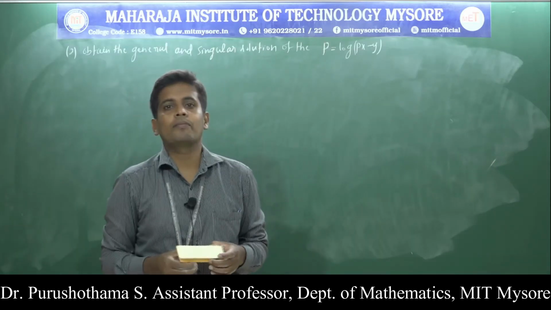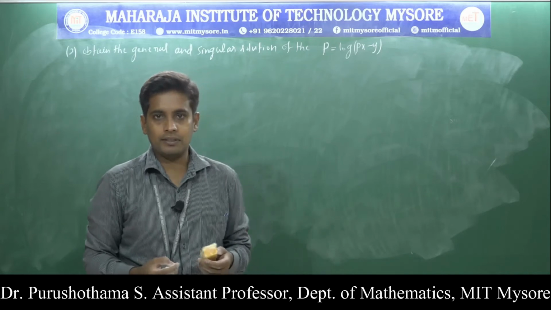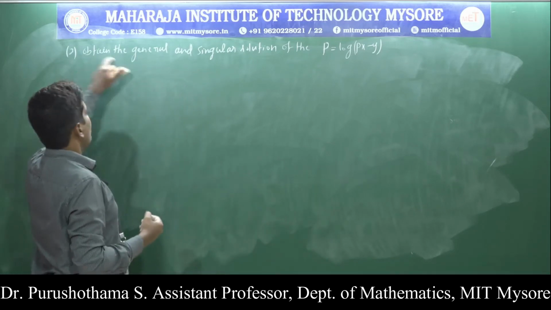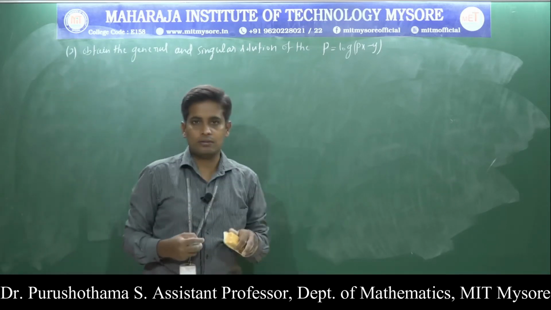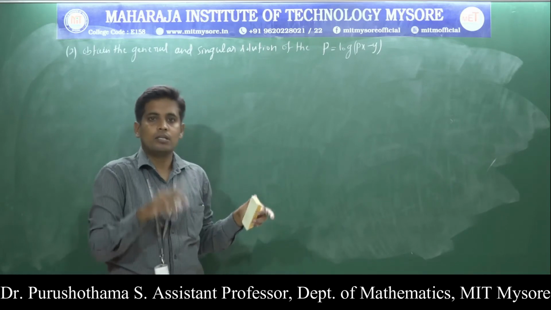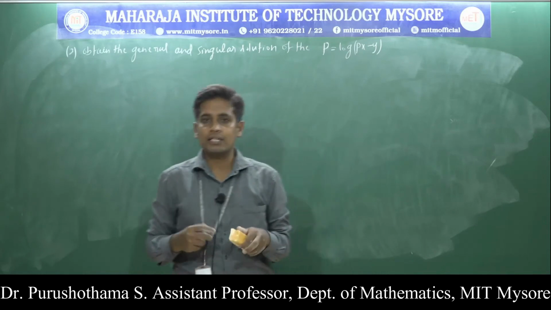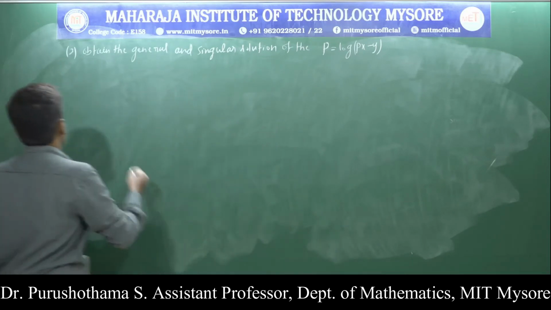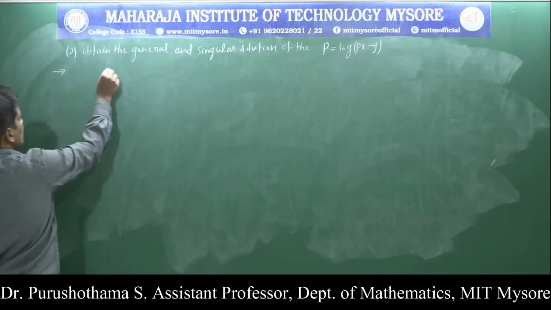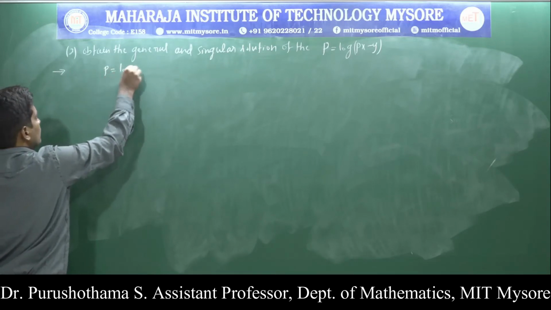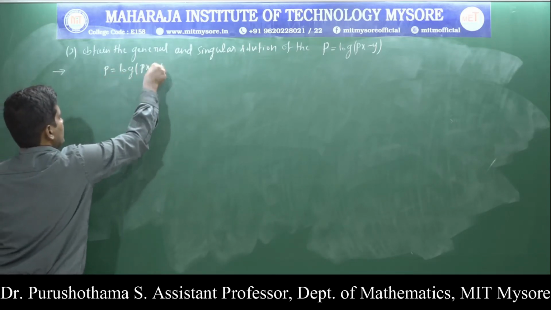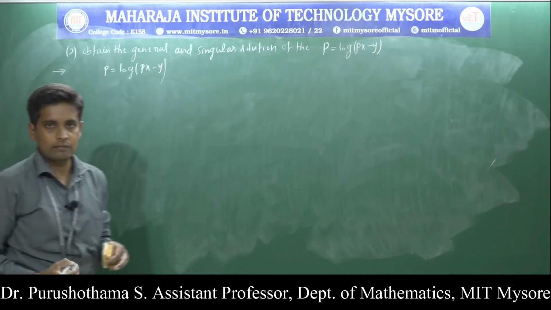Now I am going to solve the second question in Clairaut's equation. The question is: obtain the general and singular solution. Here I am going to find both the general and singular solution of the equation p equals log of (px minus y). So first write down the given equation: p equals log of (px minus y). This is the given equation.